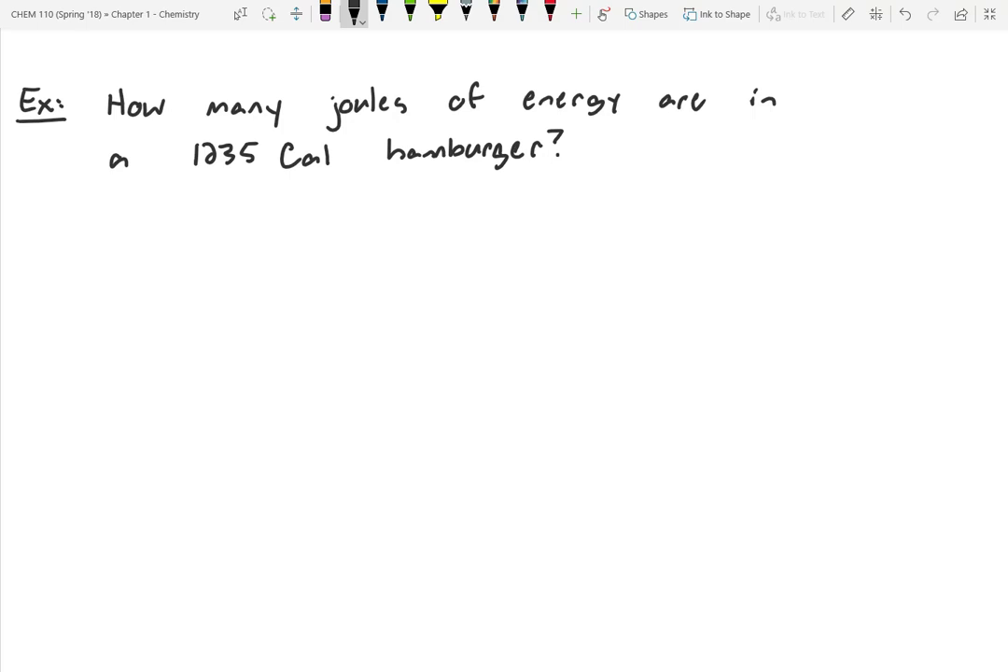And I'm going to do a note. This is completely separate. Note, energy is measured in joules or calories.